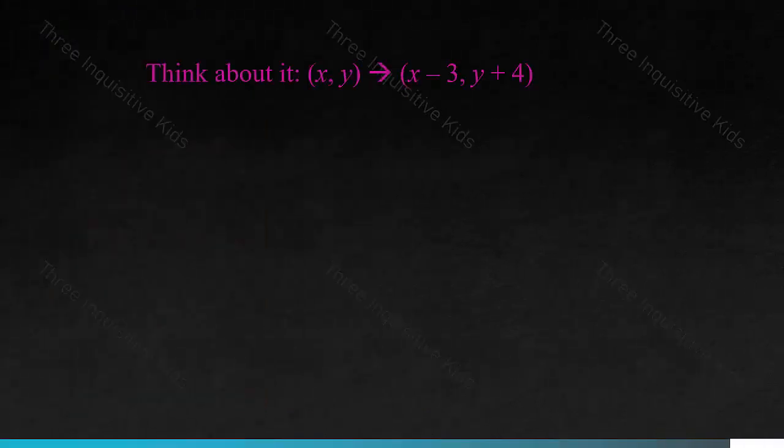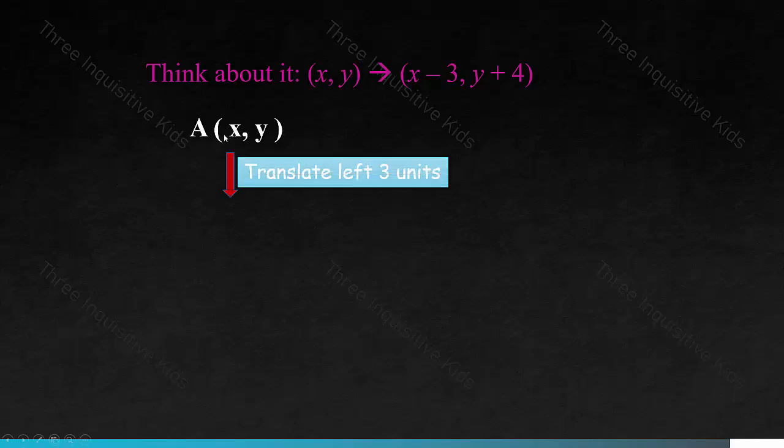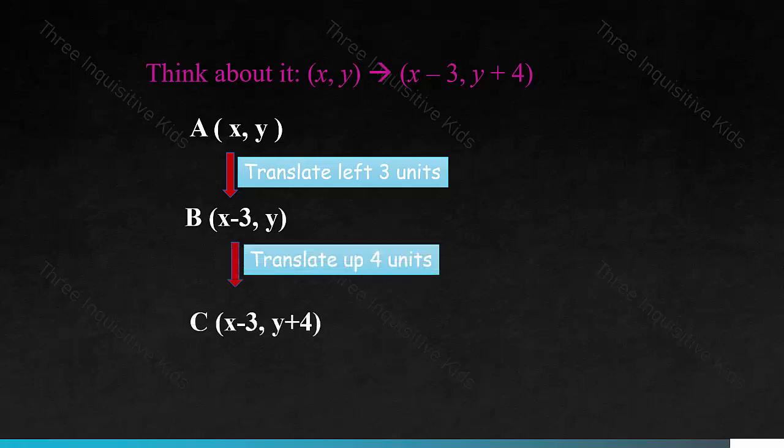Now I want you to think about it. What would happen if we have x minus 3, y plus 4? Well, here we start off with x, y. We first translate left 3 units to get x minus 3, y, and then we still have to translate one more time to get x minus 3, y plus 4 by translating it up 4 units. As you can see, we broke this down into 2 smaller steps, only changing one coordinate at a time.